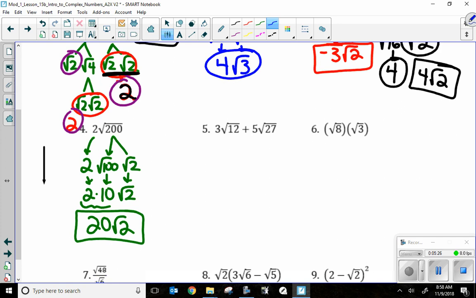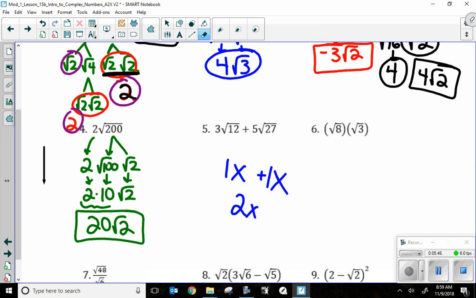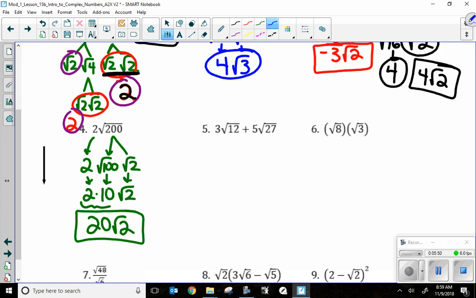Combining radicals is much like variables. There need to be like terms, meaning if I have an x and I add a y, I cannot combine those. But if I have an x and an x, well, that's 1x and 1x. That's 2x. I can combine them.